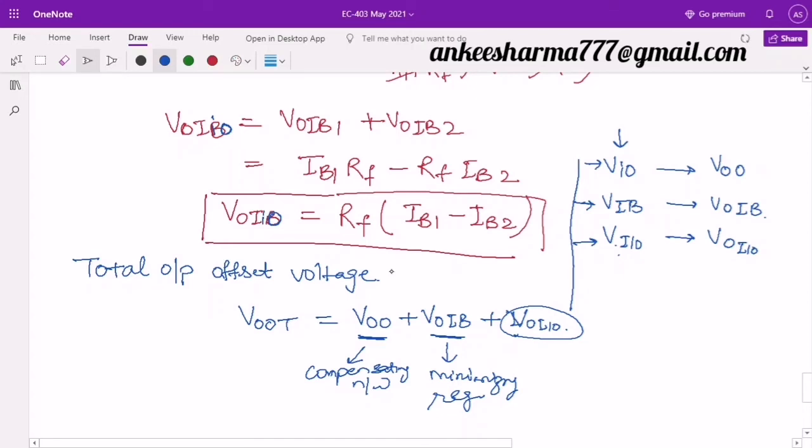Sometimes it also happens that this value may be positive and this value may be negative. So when these two are of opposite polarity, the overall value of the total output offset voltage may reduce. But if these two are positive, then it may increase the total output offset voltage.